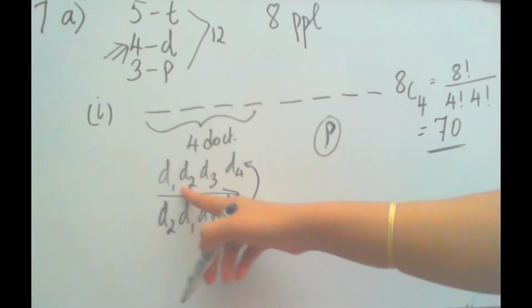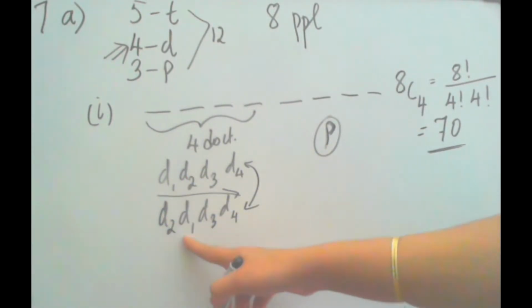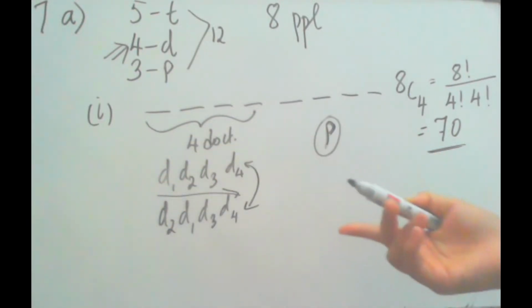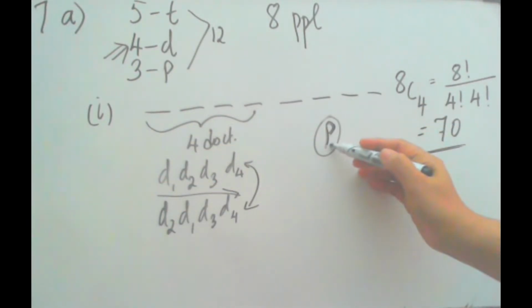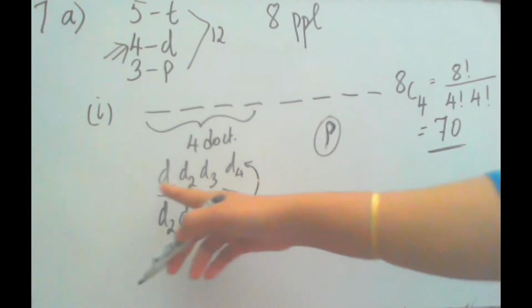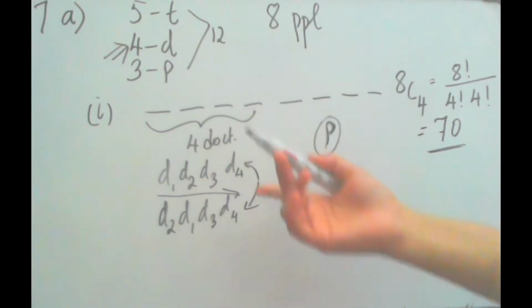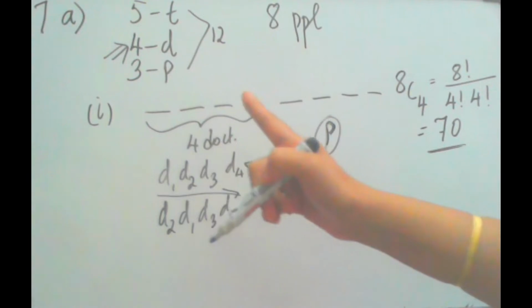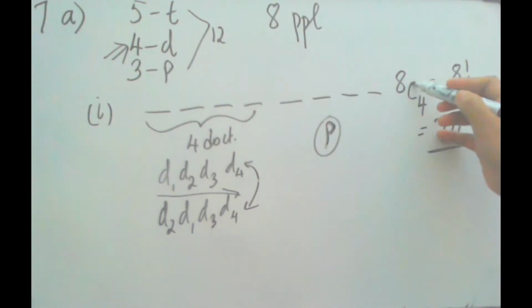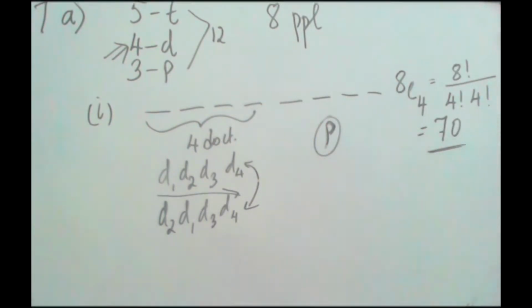If I selected D1 and then D2 or D2 and D1, and they count for different options, then we have to go for P. But in this case, in whichever order you select the doctors, it doesn't matter. We have just one selection finally. So that is why it is C. Therefore the answer is 70.